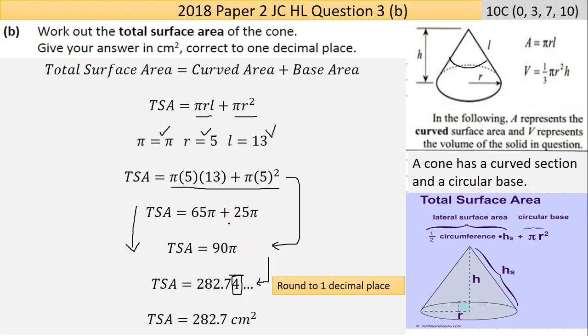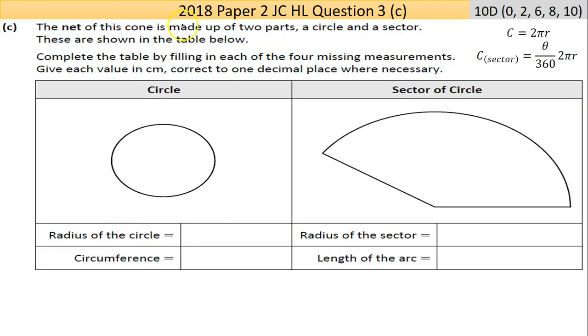Now that's part B. I see nothing left to do there. Okay, so I'll move on. Now this part C is fairly tricky. Okay, this came up in the Leaving Cert ordinary level paper, something along these lines.